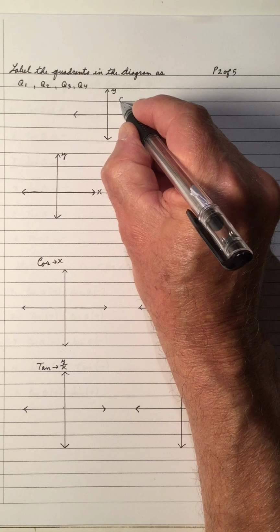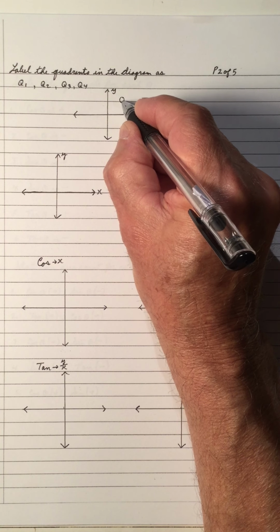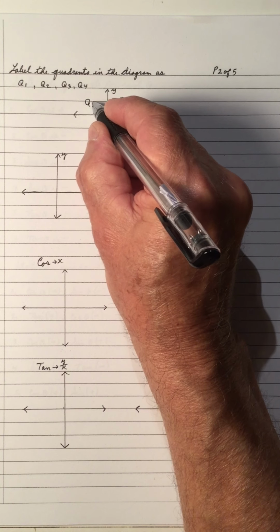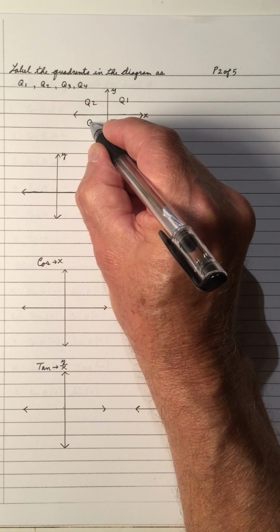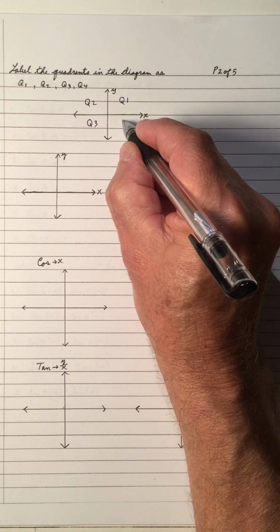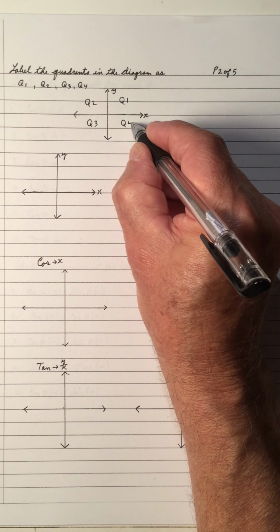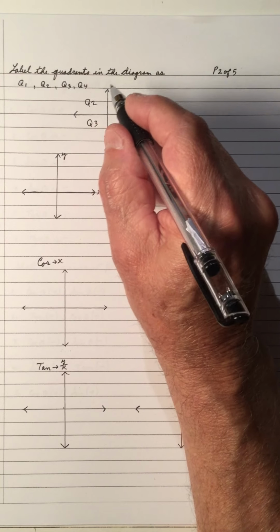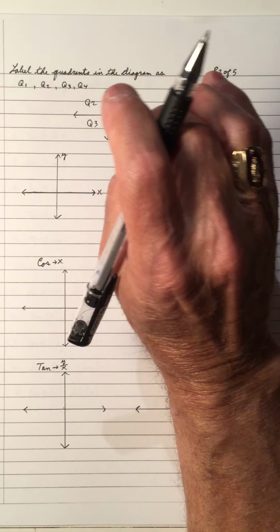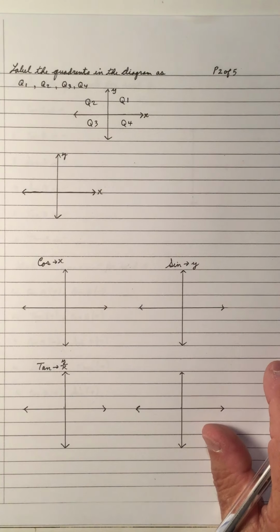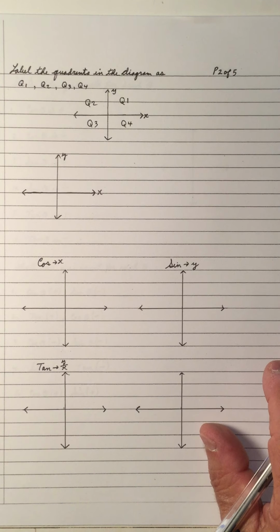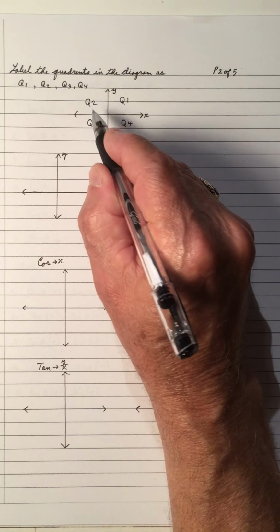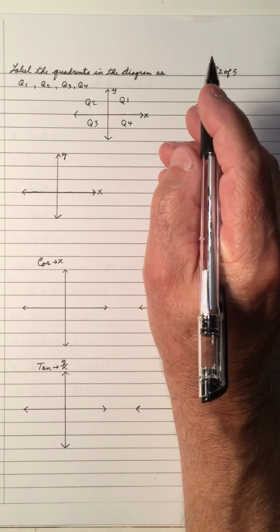This is quadrant 1. This is quadrant 2. This is quadrant 3. And this is quadrant 4. I looked at that in relation to the different quadrants before in previous videos. Now what happens is that we have different quadrants, and we start right here: 1, 2, 3, 4.